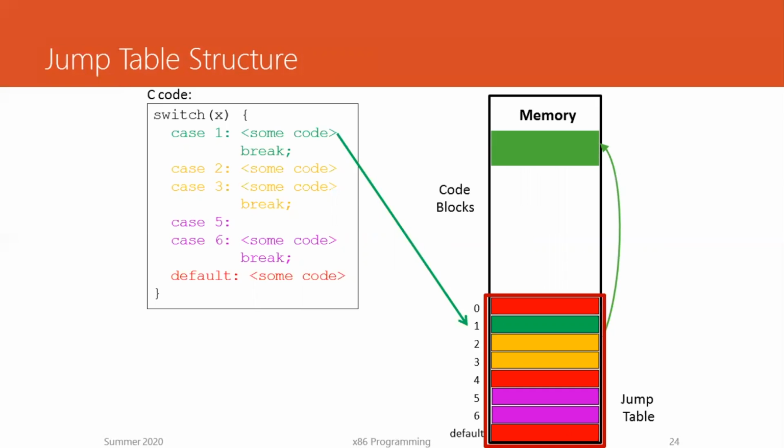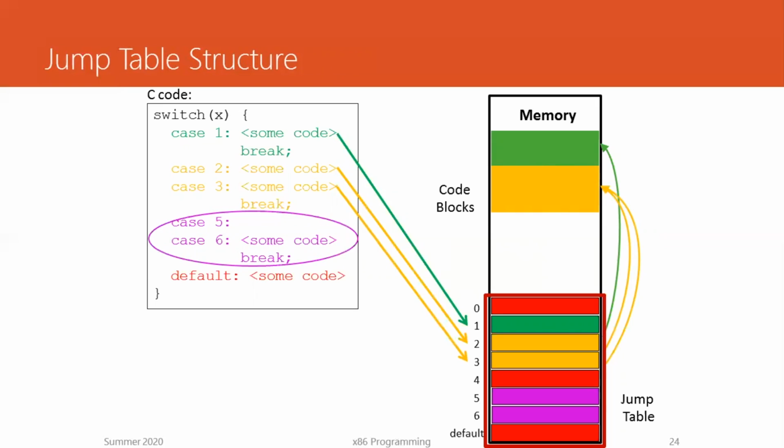Okay, then we have a fall through case. Case 2, since this block of code does not have a break statement of its own, in which case the code block for case 3 will also be executed until it reaches the break statement of case 3. And then we have case 5 and 6 that get mapped to the same region in memory.